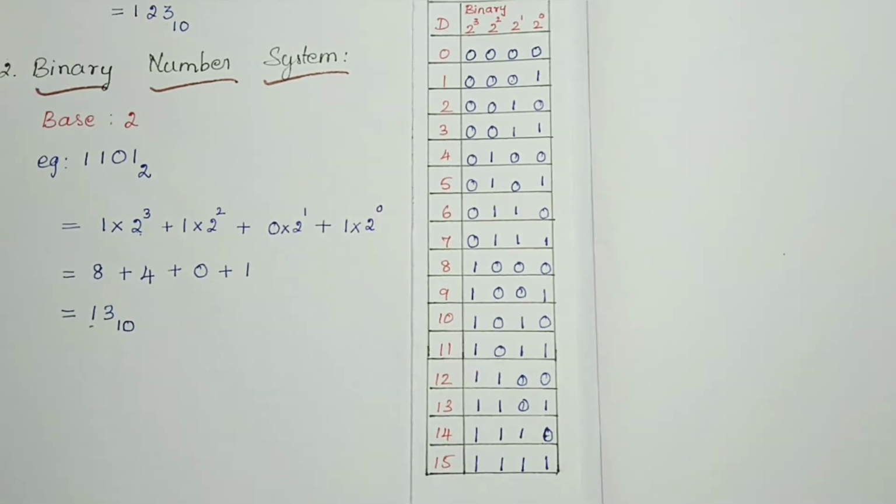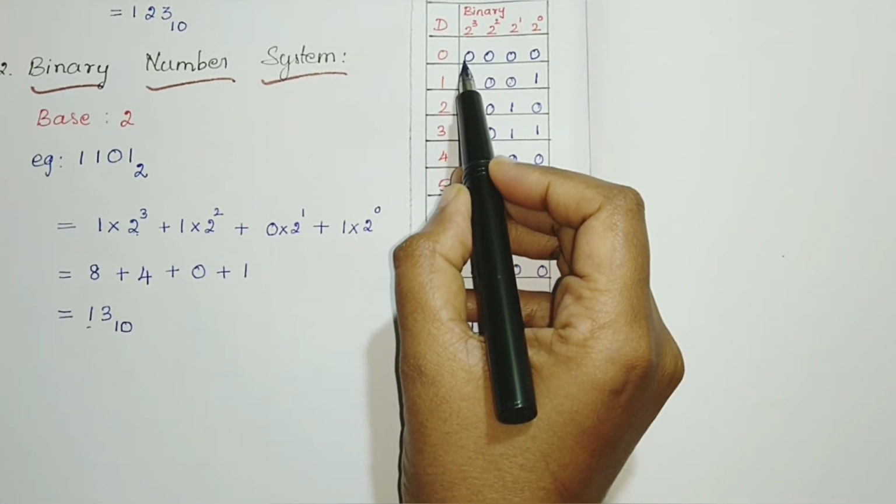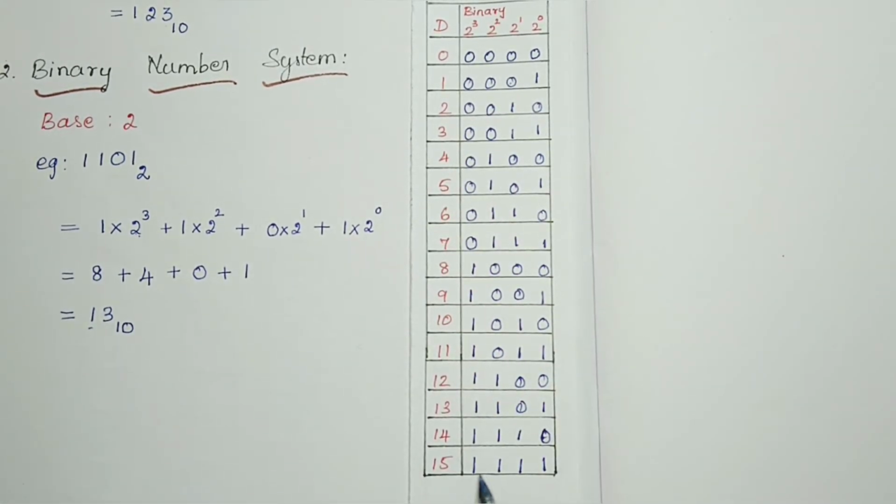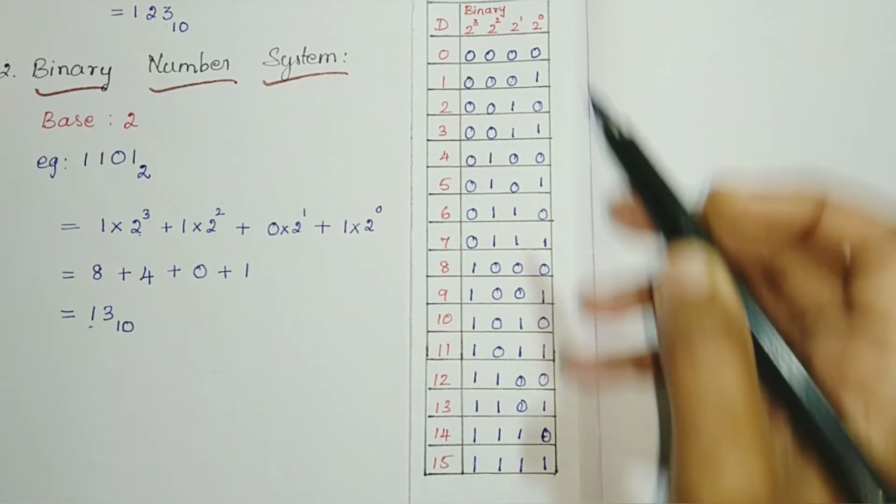And 1. To check, you have to see the first row. All the bits in the first row should be 0. And the last row should be 1. All 4 bits should be 1.